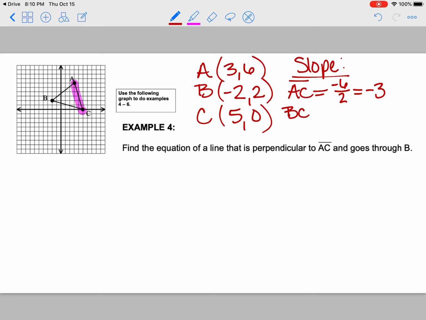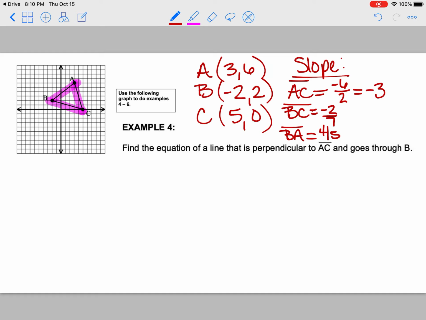Okay, then we have BC. We know BC's slope is right here, and so we can see that it goes down 2, right 7. So there is that one. Negative 2 over 7 doesn't reduce, so we'll leave that there. And then the last slope is B to A or A to B, either one. And so BA, the slope is 4/5, doesn't reduce.